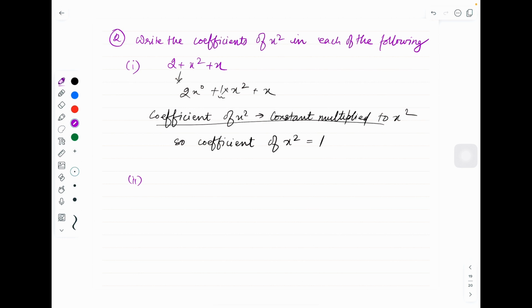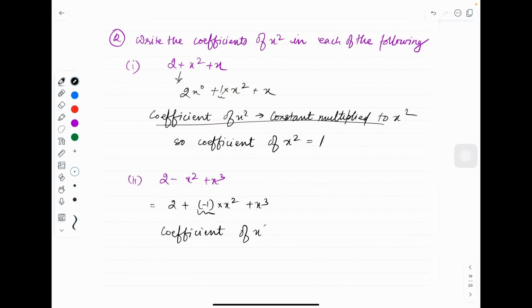Second question, similarly, it is given 2 minus x square plus x to the power 3. This can be written as 2 plus minus 1 into x square plus x to the power 3. So minus 1 is multiplied to x square actually. So the coefficient of x square equals minus 1 is the answer, not 1. All the expressions should be written with plus.